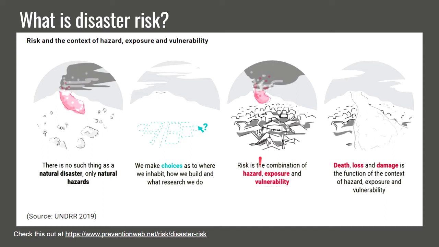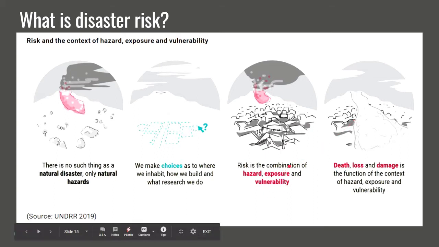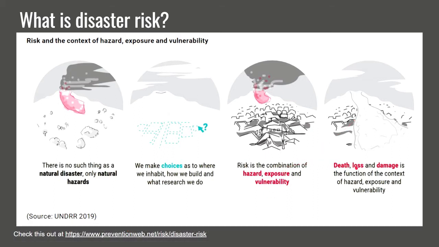Disaster risk is a combination of the hazard, exposure of the people near that hazard, and their vulnerability. And finally, should we fail to prepare for those hazards and address exposure and vulnerability, death, loss, and damage is the result of that. So if we want to lessen death, loss, and damage, we want to increase the resilience of the citizens, and also lessen their exposure and vulnerability.